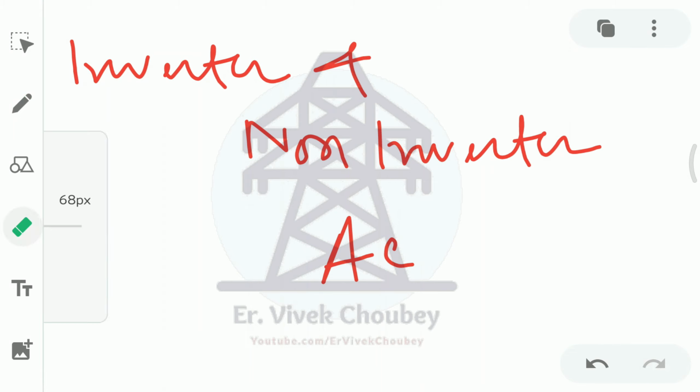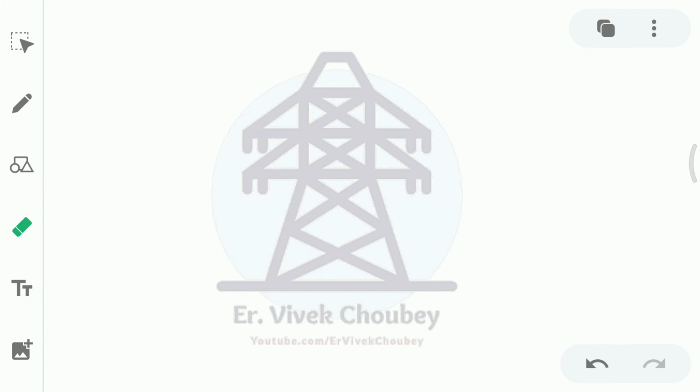Let's get started. Now, before I go into inverter and non-inverter AC, first of all, I would like to discuss with you how an AC works. Here we will see a very brief idea of how an AC works. Now, how is an AC different from a cooler?